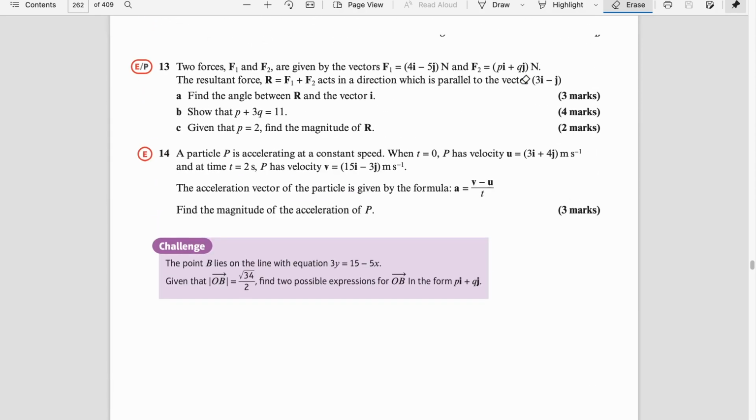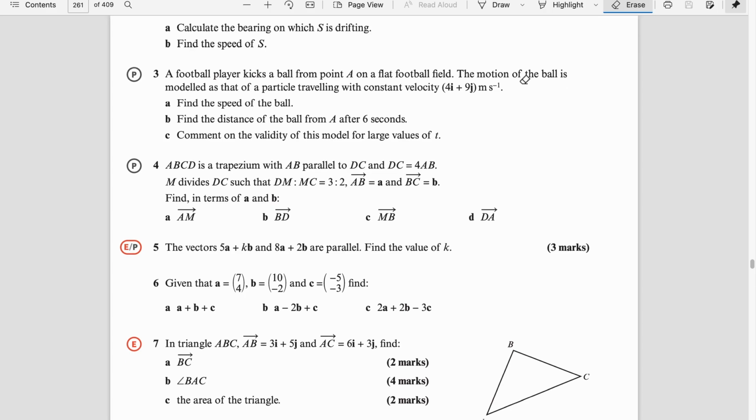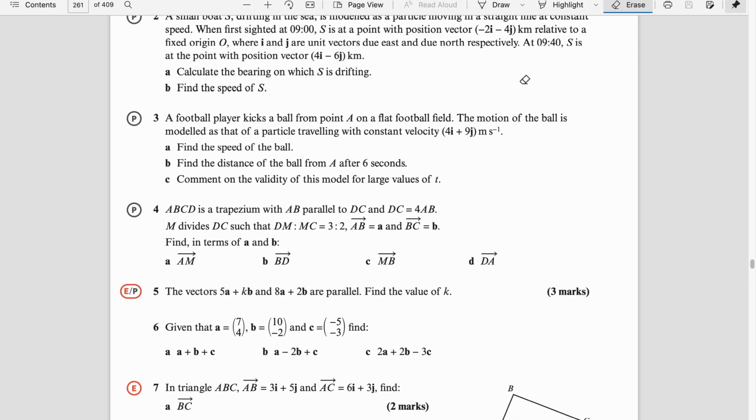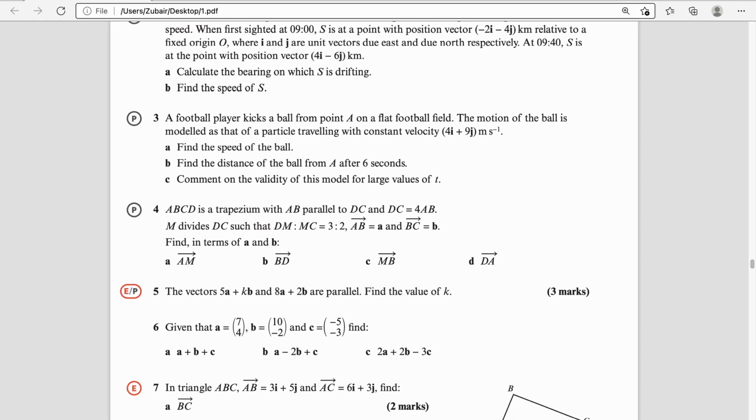So this was it. Then you have the mixed exercise. Please go to the practice part and we'll discuss.